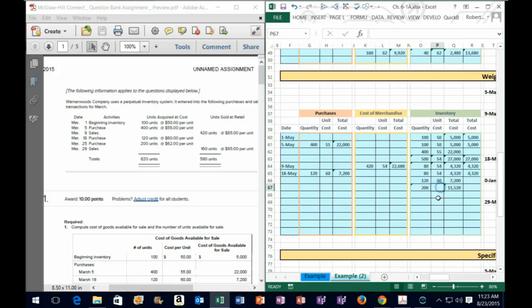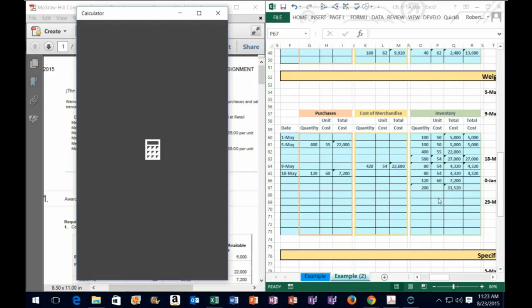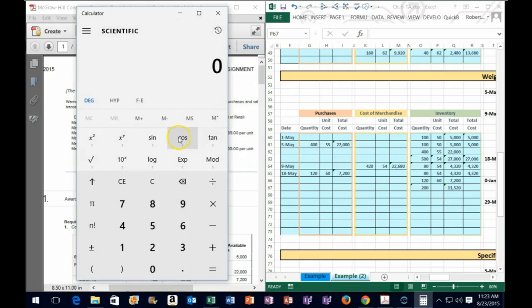Now we need to take the average of those two. If we were to take out a calculator, we're saying that it costs 11,520 divided by 200 units. Therefore, they cost about 57.60. And notice we're talking pennies now. We've got some pennies tossed into the equation.